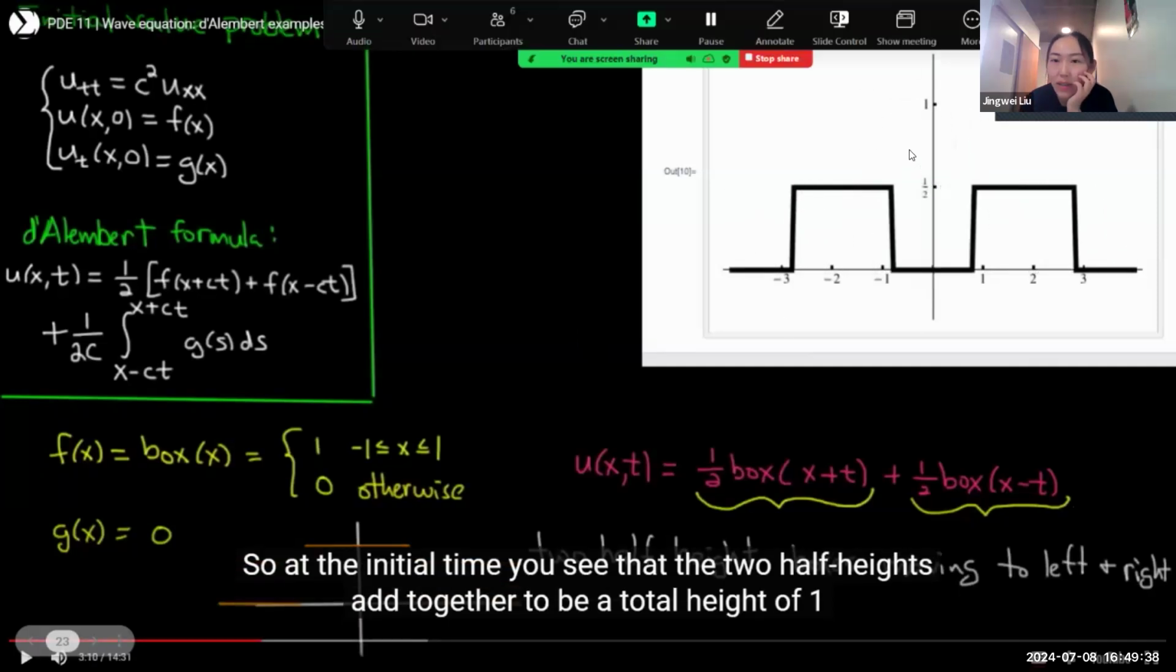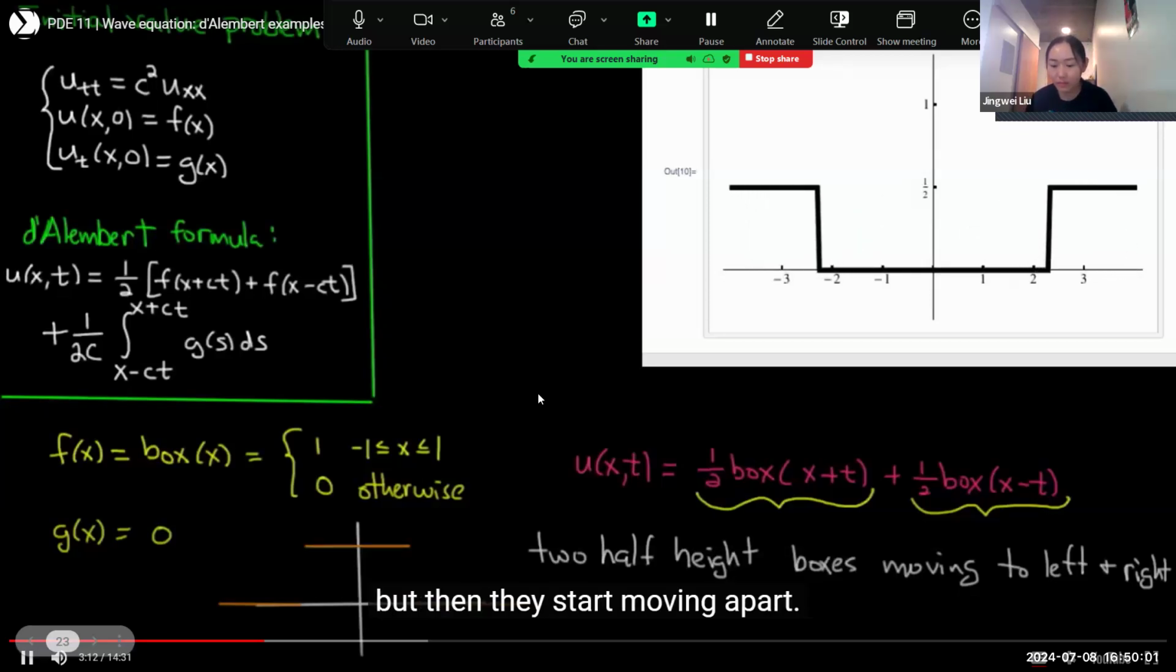So you can see in this animation, the initial position is this box function, and after the release of this position, it produces two traveling waves to the left and to the right. It follows the description of the formula. One, but then they start moving apart.